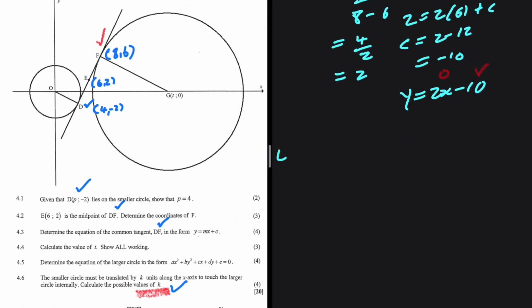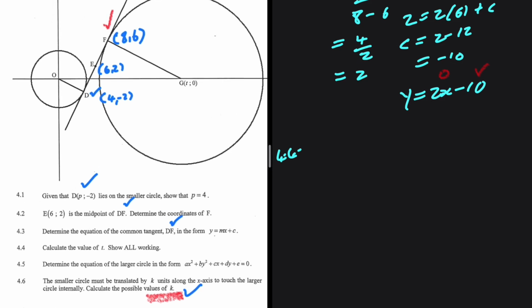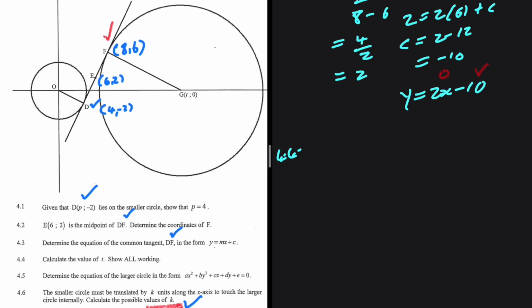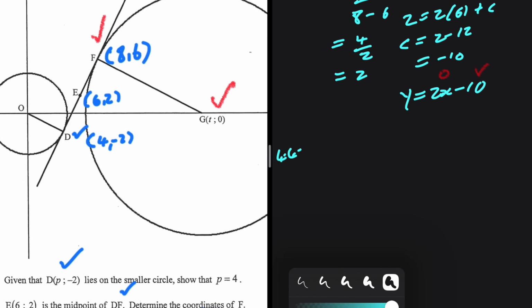Let's do 4.4. In 4.4, we want to calculate the value of t and show all working. Okay, the value of t. Right, I see the idea we're supposed to use here.